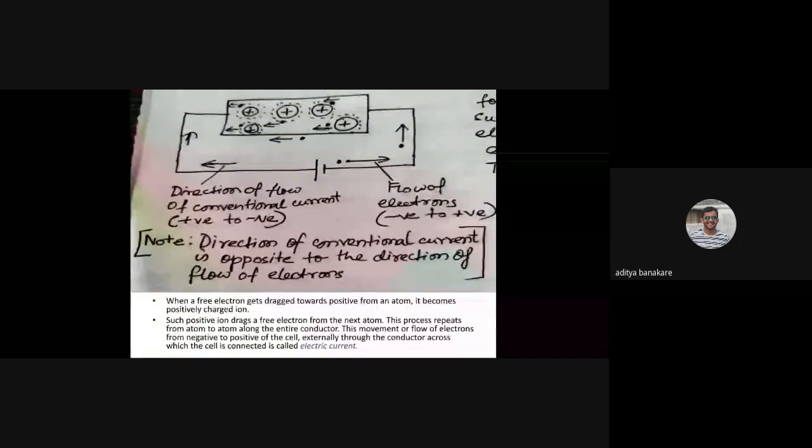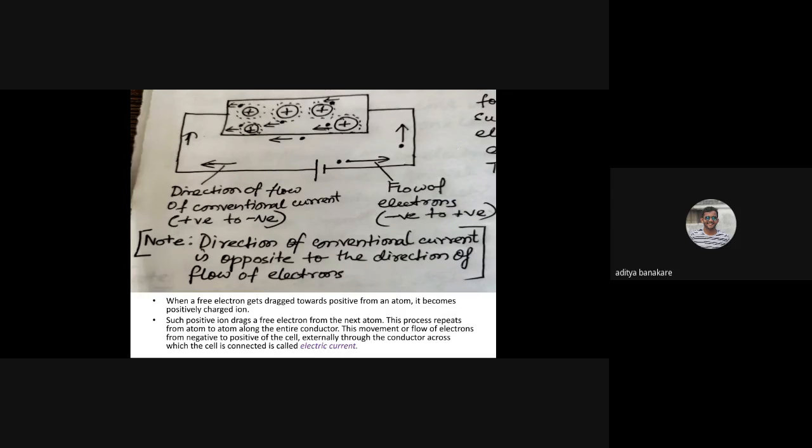Now if we apply the force, then we see that the electrons start moving, and the electrons moving means the flow of electrons happens from negative to positive end. Electrons flow from negative to positive, and the conventional direction of current is positive to negative, just the opposite. This is a basic thing.